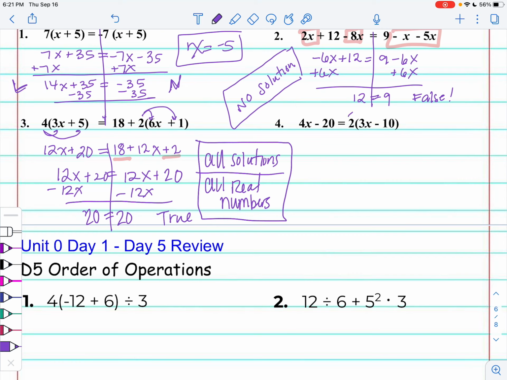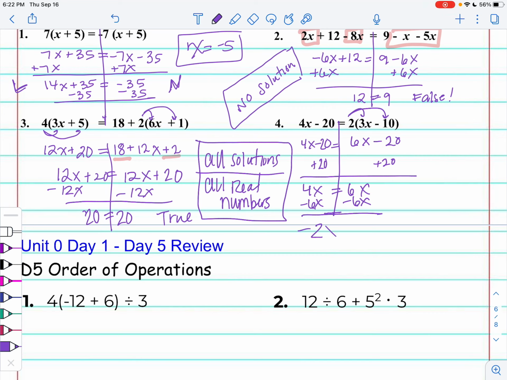And number 4 over here, first I start with distributing. Okay, I'm going to get numbers on one side and letters on the other. And this tricks some people up, but I do want all my x's over here. So now I have negative 2x equals, and when I took it away, I'm left with 0. Okay, so 6x minus 6x is 0. The answer you get here is x equals 0.